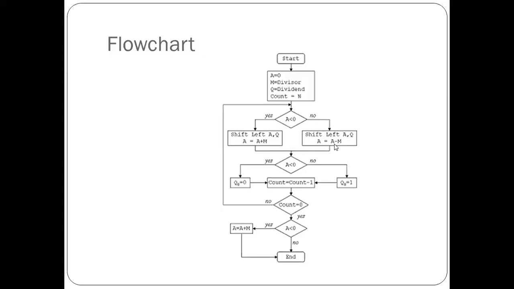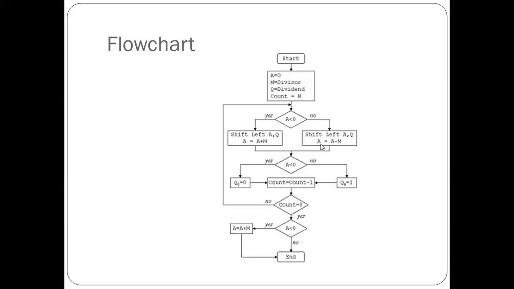After subtraction, because we are doing it the 2's complement way, the numbers are in 2's complement. Subtraction here is implemented by taking the 2's complement of the divisor and adding it to A. So if you get A less than 0, it means the result is negative.